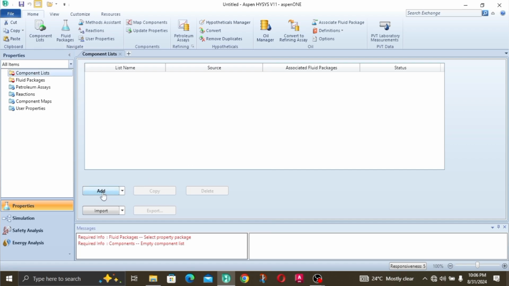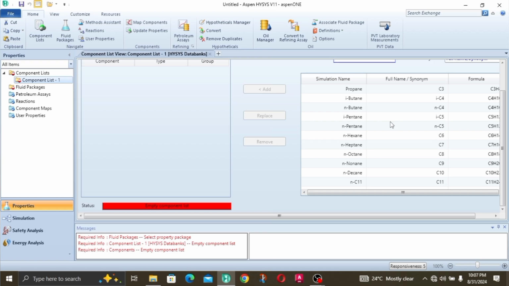Down here, we have the add button and the import. The import is only when you do have the component list installed on your computer. You can import it inside the Aspen HYSYS. But for me, I love sticking to the pre-installed component list inside the Aspen HYSYS software. When you click on this down arrow, you see that we do have 2 categories, the HYSYS and the Aspen properties. For the beginner's journey, let's stick to the HYSYS. When we move forward in the future, we get to talk about the Aspen properties.